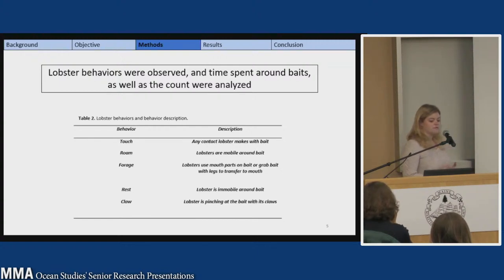As for what I observed when I went back and looked at my recordings, I looked at 5 behaviors: touch, roam, forage, rest, and claw. Within all these behaviors, I took the time intervals and imported them into Excel, where I calculated the total average duration and total count. Then I took this data and processed it into RStudio, where I did a non-parametric dependent pair t-test, Wilcoxon.